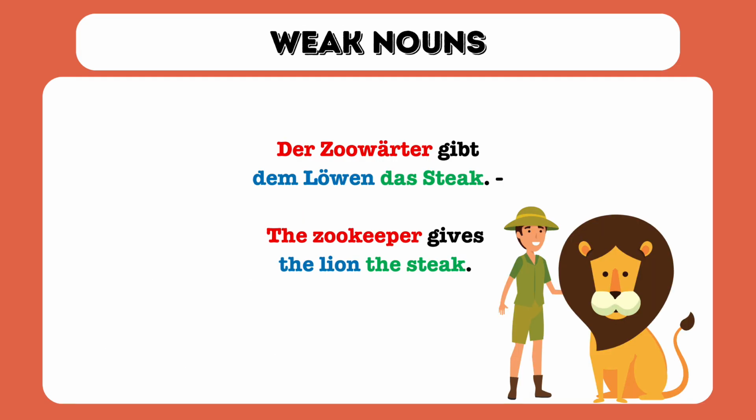Dem Namen. Der Zoowärter gibt dem Löwen das Steak. The zookeeper gives the lion the steak. Dem Löwen is the indirect object. It's the one receiving the steak. That makes it dative. And in the dative case, Löwe changes to Löwen.